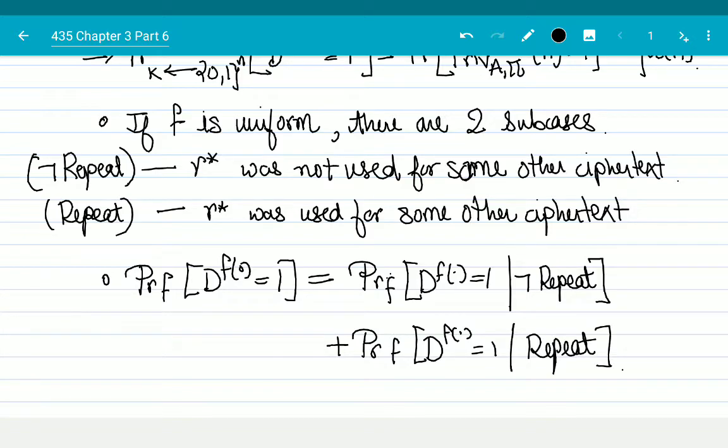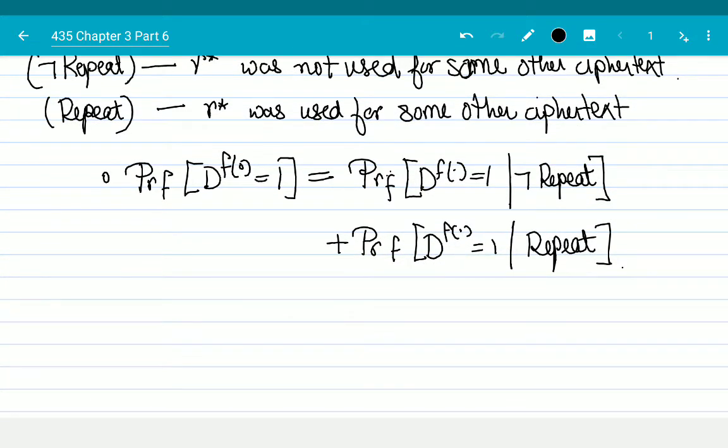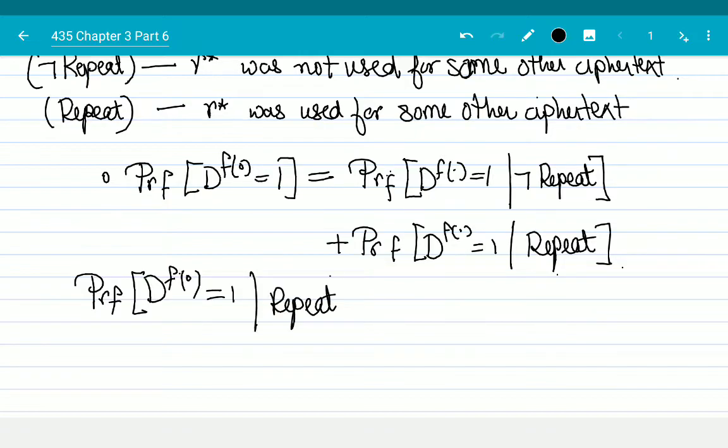And now comes a little catch. Not exactly a flaw, but a catch. What is happening is when R is repeated, the probability that D^F equals 1, given that the repeat case is happening, we can say is smaller than or equal to the probability that the repeat is happening.